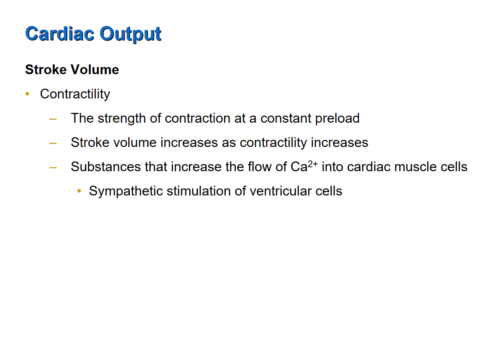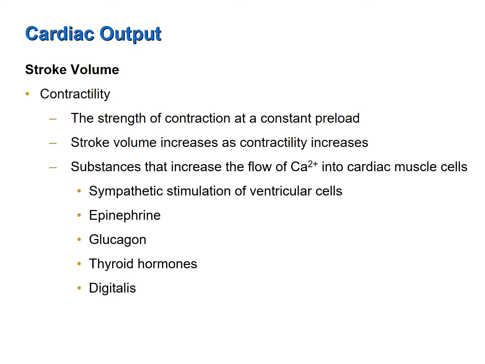Sympathetic stimulation of ventricular cells increases contractility. Several hormones, such as epinephrine from the adrenal gland, glucagon from the pancreas, and thyroid hormones, all increase the force of contraction of the cells of the ventricles by enhancing the flow of calcium ions into the cardiac muscle cells of the ventricles.